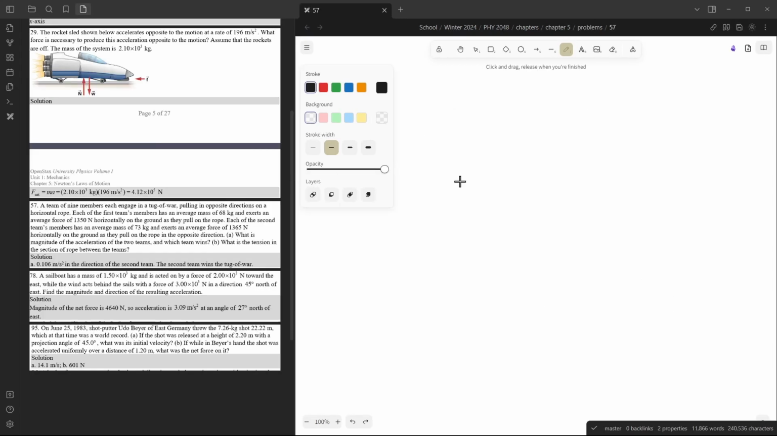So problem 57, a team of 9 members each engage in a tug of war, pulling in opposite directions on a horizontal rope. Each of the first team's members has an average mass of 68 kilograms and exerts an average force of 1,350 newtons horizontally on the ground as they pull on the rope. Each of the second team members has an average mass of 73 kilograms and exerts an average force of 1,365 newtons horizontally on the ground as they pull on the rope in the opposite direction. A. What is the magnitude of the acceleration of the two teams, and which team wins? B. What is the tension in the section of the rope between the teams?